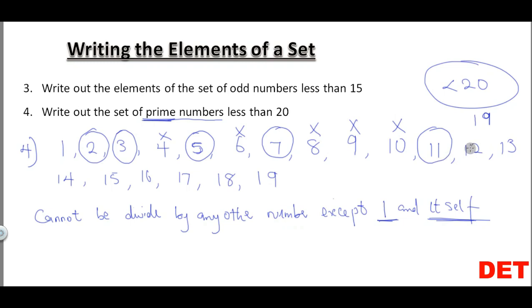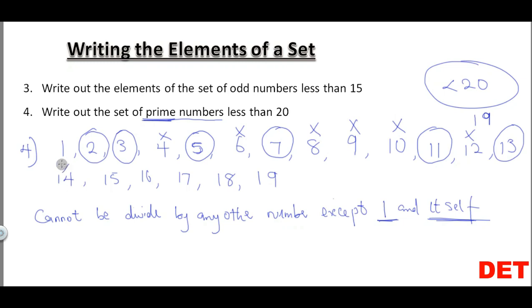All right. Is 12 a prime number? No, because 12 can be divided by 4. It can be divided by 2. It can be divided by 6. It can be divided by 12. It can be divided by 1, 2. 12 is not a prime number. Is 13 a prime number? Yes, because there is no other number that can divide 13 except 1 and 13 itself.